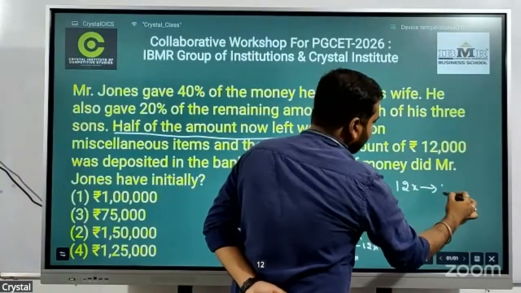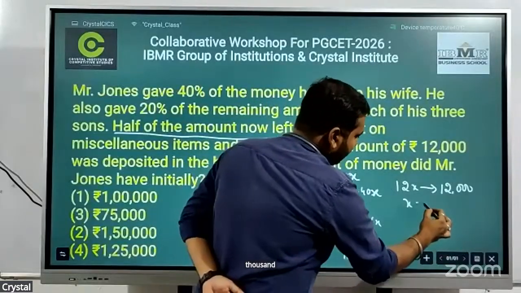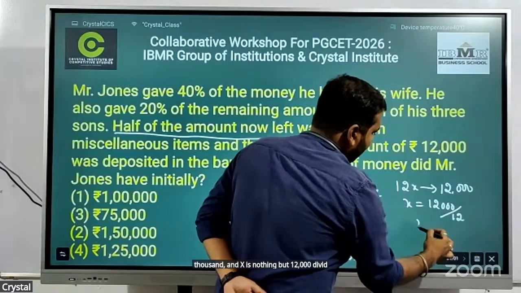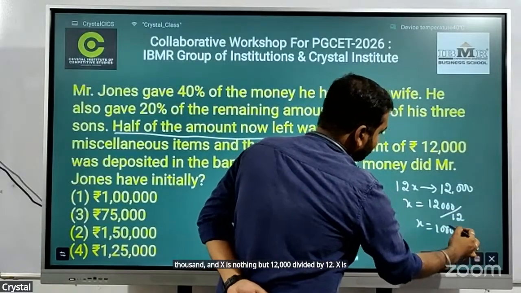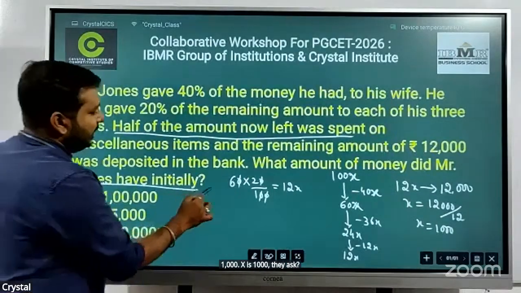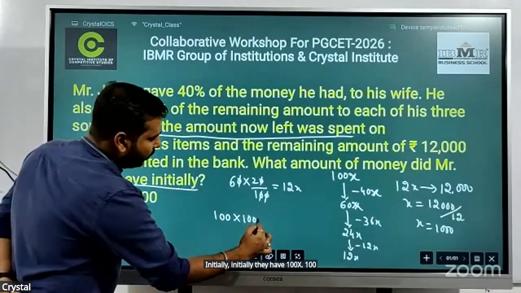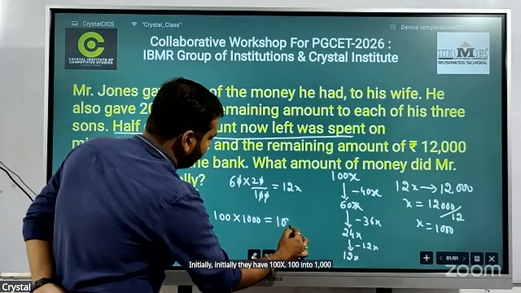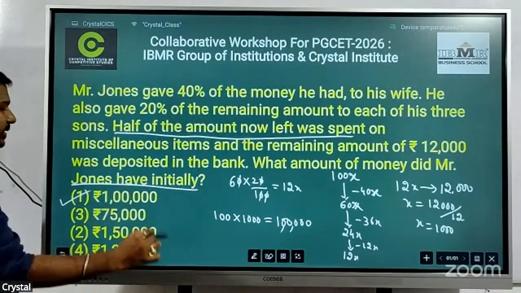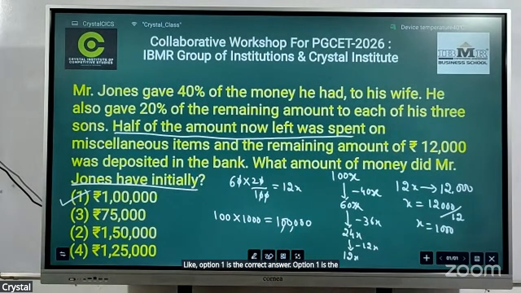That 12x is nothing but the remaining amount 12,000. So x is 12,000 divided by 12, x is 1,000. They ask initially how much he had: 100x, 100 into 1,000 is equal to 1 lakh. Option 1 is the correct answer. Correct. Good.